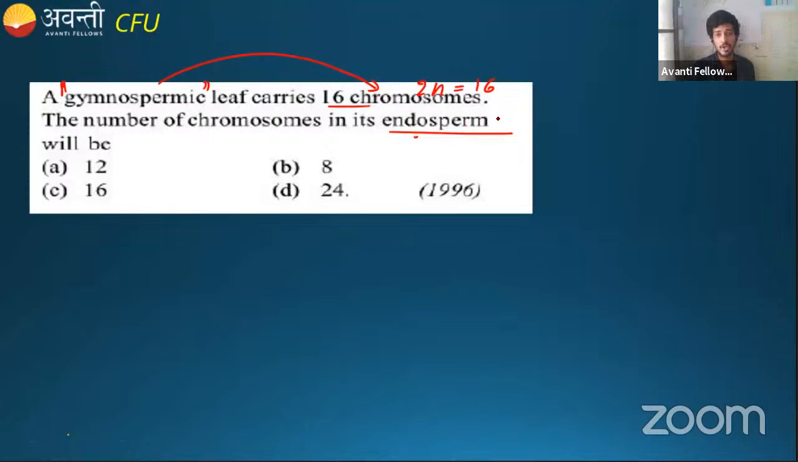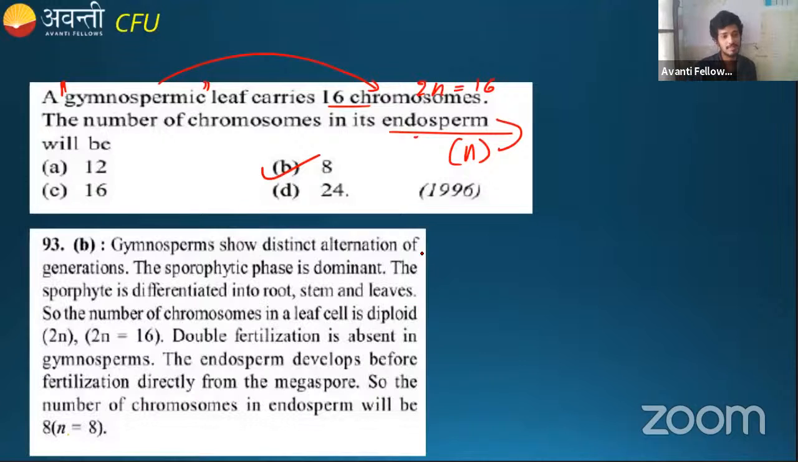Then they're talking about endosperm. What's the ploidy of endosperm? Yes, it's haploid, right? It's haploid in gymnosperm only, Priya. When we go to the angiosperms, then 3n. In gymnosperm, it's n only, right? So 2n is 16, and then n is equal to 8. Simple maths, right? You have to halve the 16. The correct answer is option B.